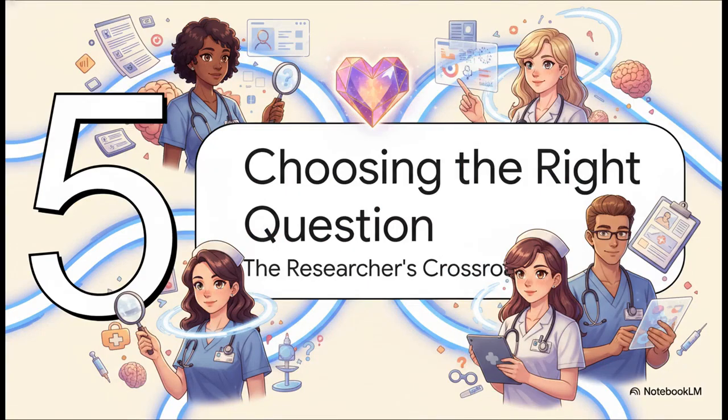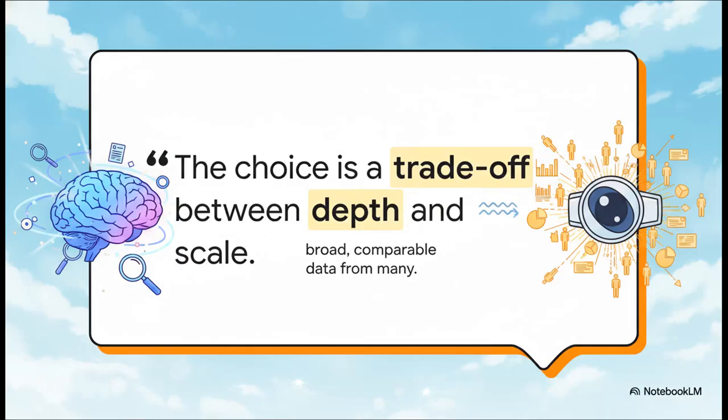So after exploring both of these paths, we finally arrived at the most important part, the decision. How does a researcher choose which tool is actually right for the job? Honestly, this quote just nails it. It perfectly sums up the core dilemma. There is no single best type of question. The choice is always a strategic trade-off.